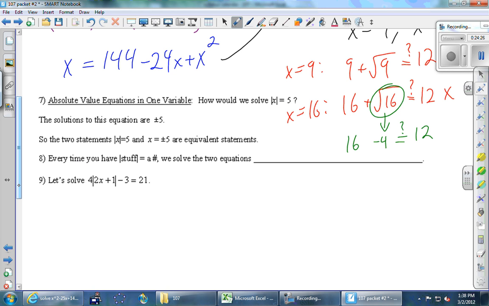And pretty much that's all that we need to know. If you see the absolute value of something equal to a number, then the something, x in this case, is either the number 5 or negative 5. And so let's try number 8, which is kind of our general rule here. Serge?